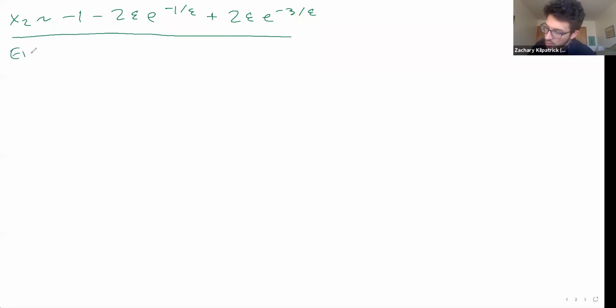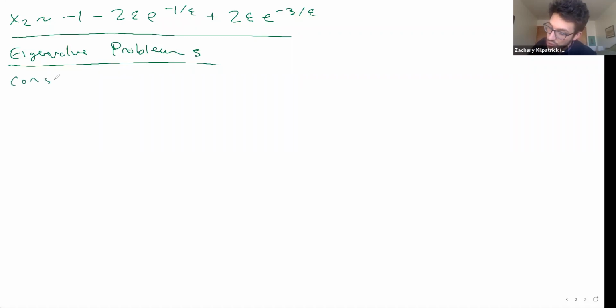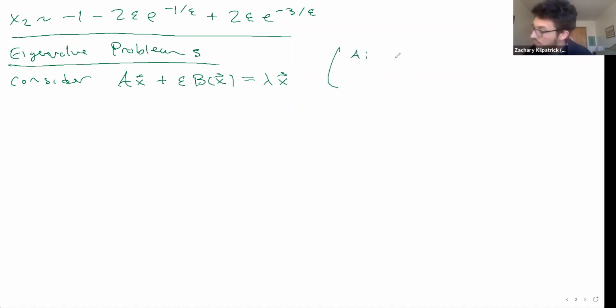Okay, so the last thing we'll go over, and this is the last section of this chapter in Hinch, is eigenvalue problems. How do you handle this perturbatively? We'll start by considering a classic perturbation problem for eigenvalues, where we have some matrix A, but this could also be a linear operator, right? It could be a differential operator, it could be an integral operator. And then we have some perturbation to that.